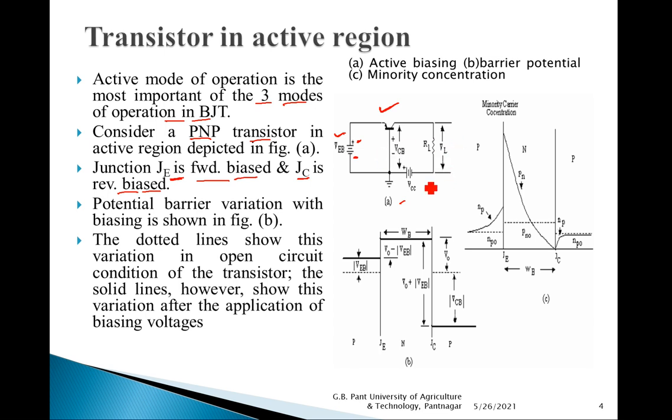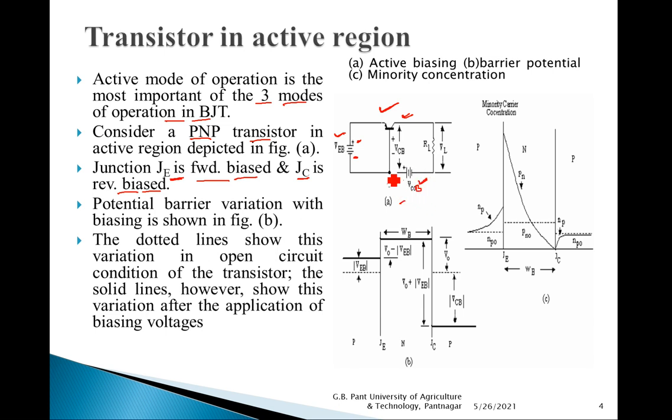Similarly, to make the junction JC, the junction between the base region and the collector region, reverse biased, we have connected a voltage VCB. This voltage VCB is connected in such a way that the junction JC is reverse biased. Here you can see the positive terminal of the battery is connected to the n-type base, and the negative side is connected to the p-type collector. In this way your junction JC comes into the reverse bias condition.